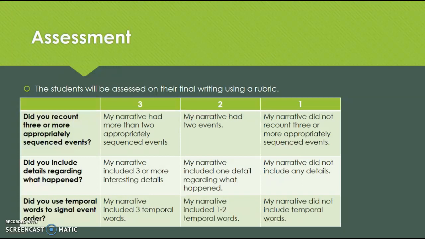And then using temporal words, they have to use all 3. If they didn't use all of them, that would knock them down to a 2, and if they didn't use any at all, it would knock them down to a 1. We don't give 4s for exceeding expectations, so it's just, did they meet? Are they developing, or are they not meeting yet if they're just beginning?